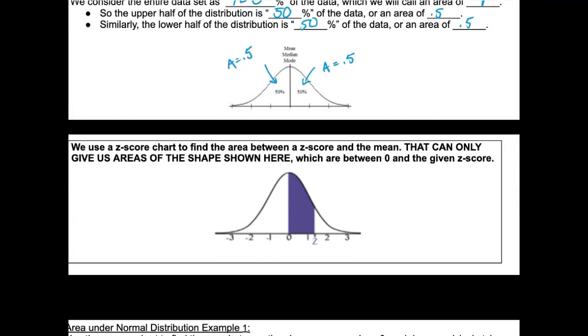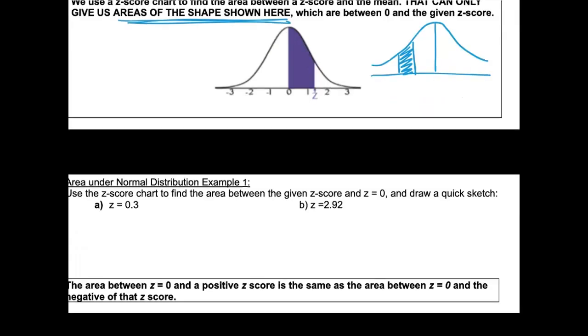In general, this chart only gives areas of the shape shown here that are between 0 and a z-score. If you would like to find an area where the region is offset from the center, maybe like this, you'll have to approach it a little differently. I'll do a different video for this. You do use the chart for these problems, but you approach it differently. So just keep that in mind.